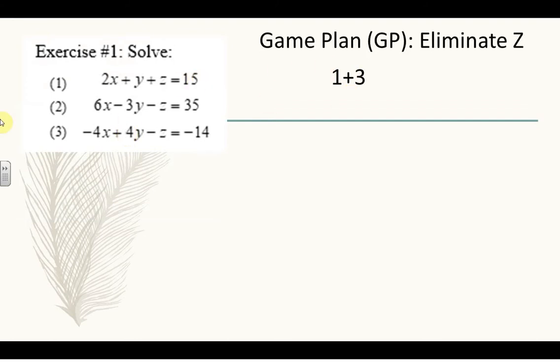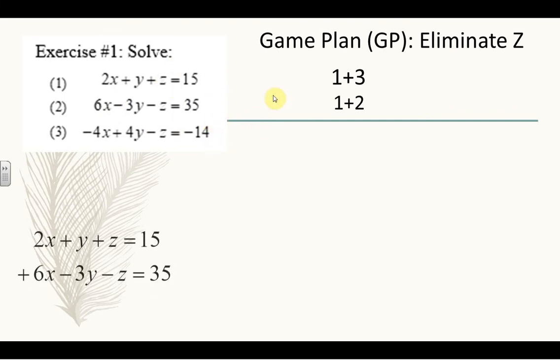When we say 1 plus 3, we're talking about equation 1 and equation 3. So we're going to combine those and get rid of the z there. And then we have to also get rid of the z in equation 2. So you have to then choose 2 with one of the other 2. It doesn't matter which one.